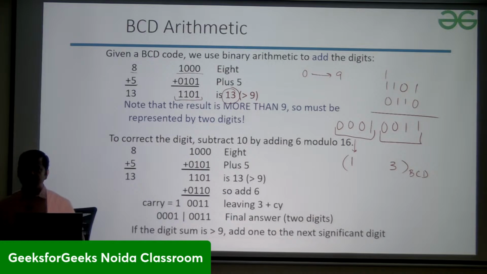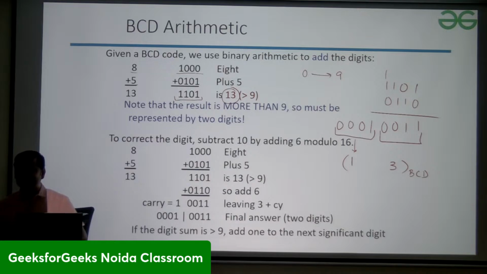By visualization you can say both are the same, but logically they are not the same, because 13 is 1101, which cannot be represented in BCD. To handle such a scenario, you have to add 6 to convert the result into the equivalent BCD.